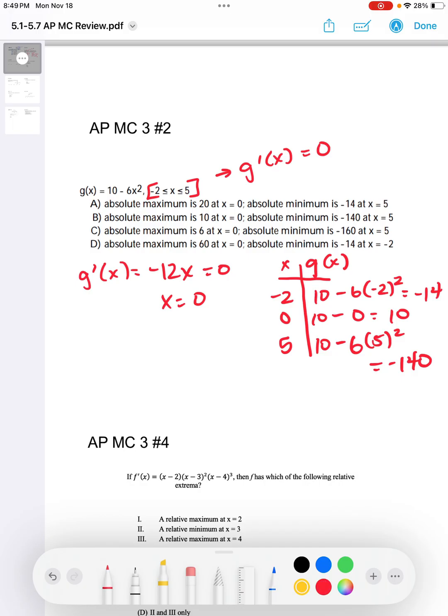So my absolute maximum is going to happen right here. My highest y value at 0. And that value is 10. So that gives me the only option that I have then is B, because the other ones don't have the correct values. But that also gives me then the minimum at 5 is -140.